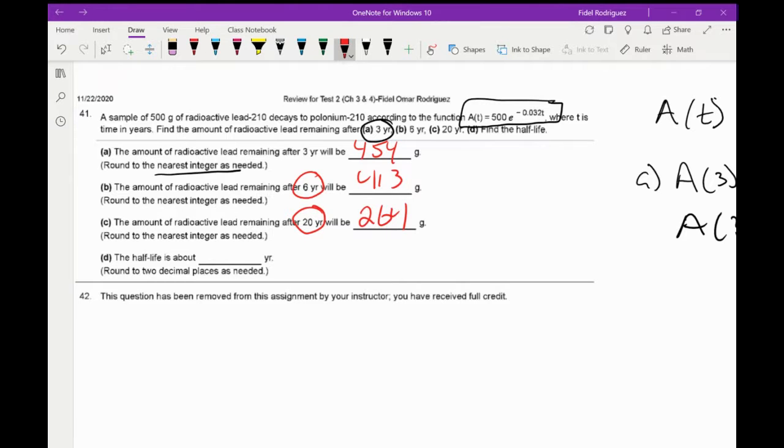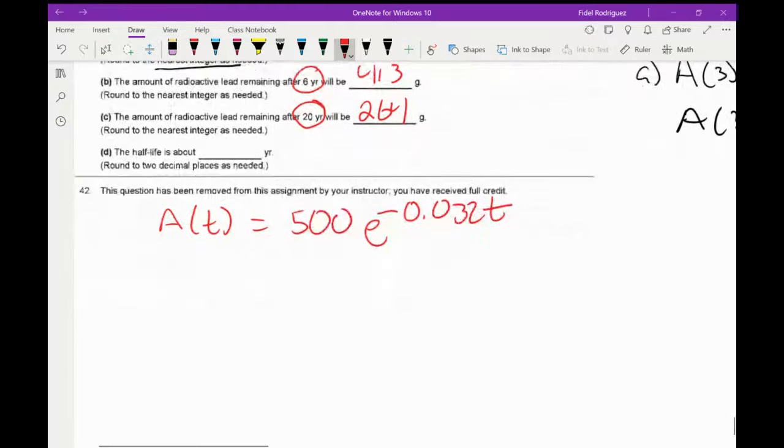Okay. Now let's go ahead and do part D. Part D is asking us about the half-life. Okay. So when we're looking for the half-life, we're looking for the amount of time it takes to reach half of what we have. What I mean by that is my equation was A of t equals 500 e to the negative 0.032 t. Okay. So half-life says, how long is it going to take for this 500 to reach 250?